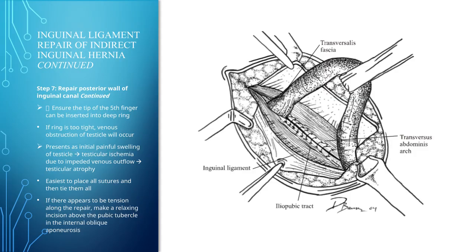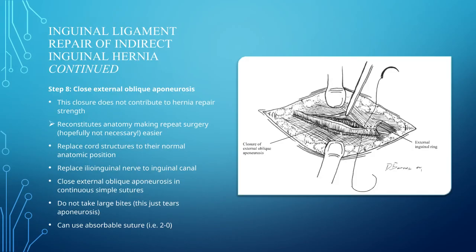your repair. Step 8. Close the external oblique aponeurosis. This closure does not contribute to the strength of the hernia repair. Its purpose is to reconstitute the normal anatomy of the inguinal canal, which makes any future surgery in this area, hopefully not needed, much safer and easier.